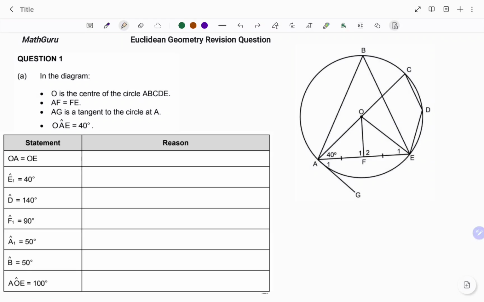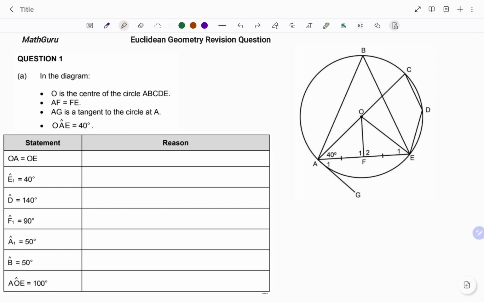In this video, I'm going to show you how to solve the following Euclidean geometry revision question. We have, in the diagram, O is the center of the circle ABCDE. The line AF is equal to the line FE. AG is a tangent to the circle at A, and the angle OAE is 40 degrees. So we have to fill in the box.